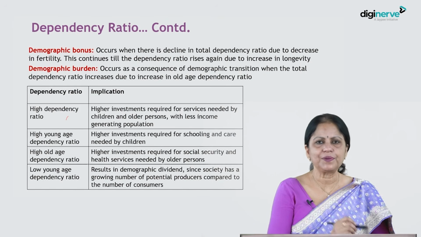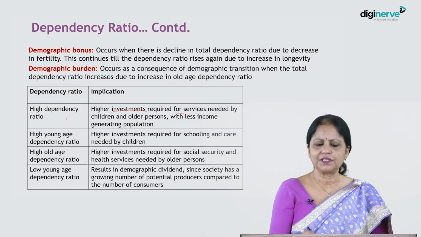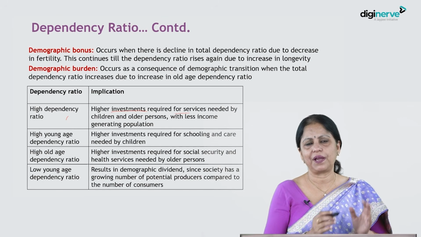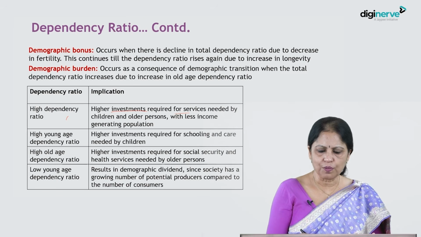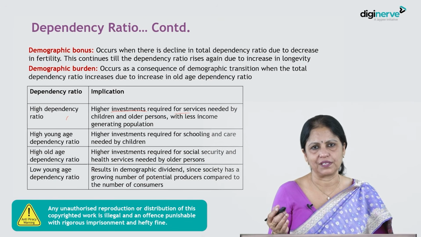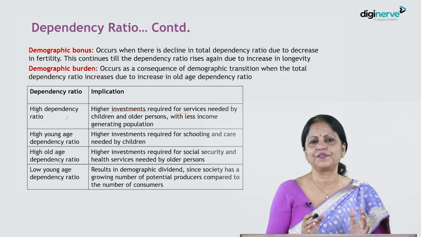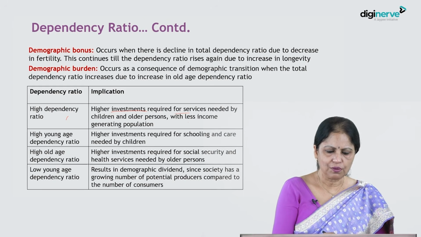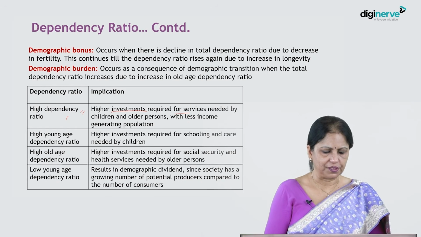So what happens when the dependency ratio is high? Higher investments are required for services needed by the young children, the 0 to 14-year age group, and also by the higher age group, that means the older persons, 65 plus age group. But there is less income generating population, that is 15 to 64 years. So there is a lot of burden, that is the demographic burden.